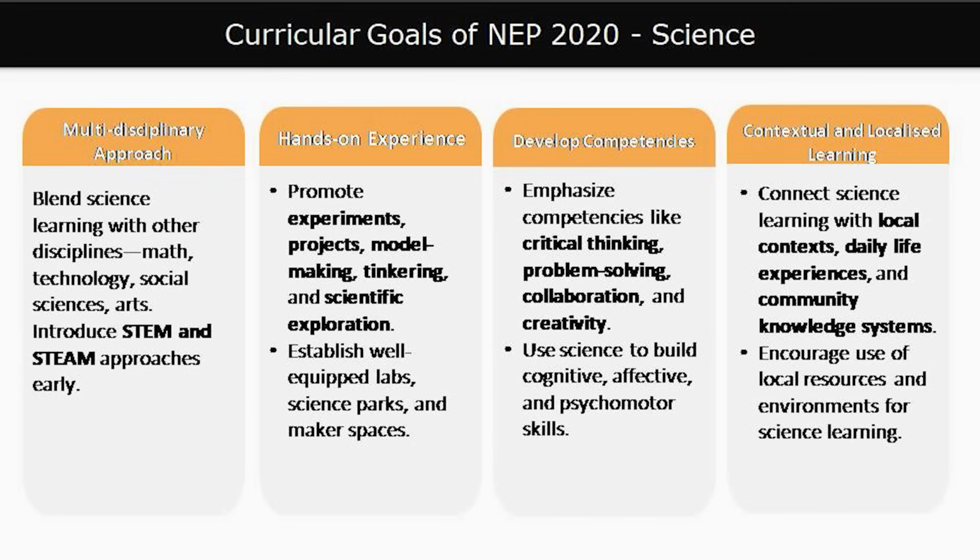The curriculum must be a multidisciplinary approach. That means it has to include all the disciplines of education like maths, technology, social sciences, and arts with science. So it has to promote hands-on experiences. That means it must promote experiments, projects, model making, etc. It has to develop competencies like critical thinking, problem solving, collaboration and creativity.